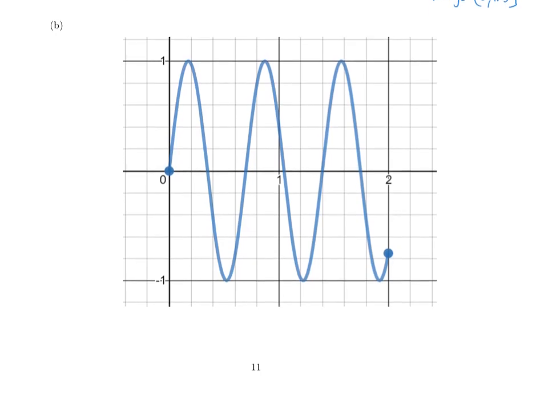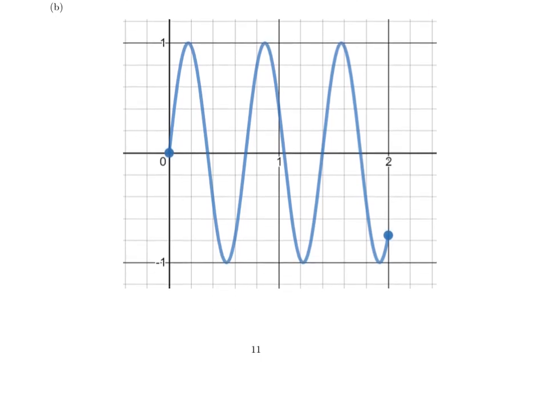Part B, again, you're looking for the domain and range. So the domain is left to right. So the farthest left your graph goes is here. So that's at 0. The farthest right your graph goes is here. That's at 2. So your domain goes from 0 to 2. Both are closed in or solid circles, so you're going to have brackets.